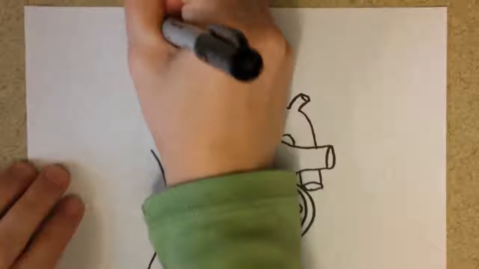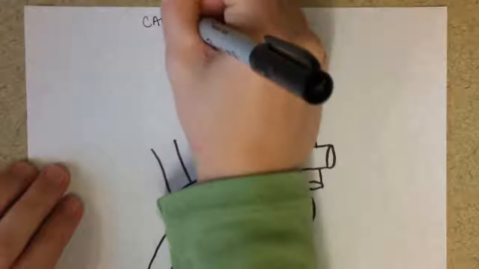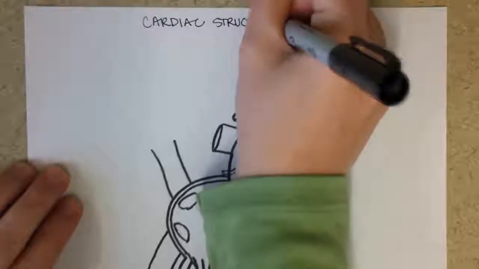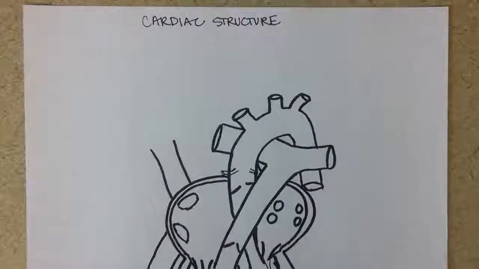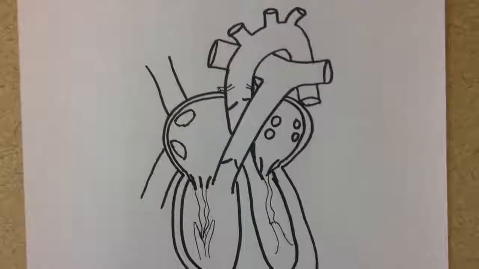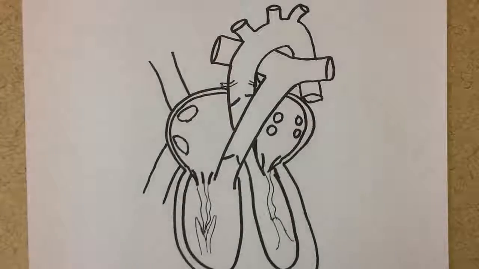Cardiac structure and basic circulation. I'm going to show you the parts of the heart in the order that blood passes through them. So let's start with the right atrium.